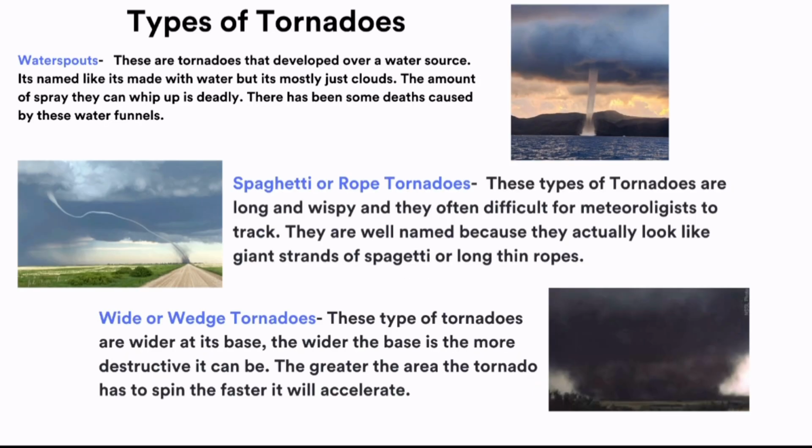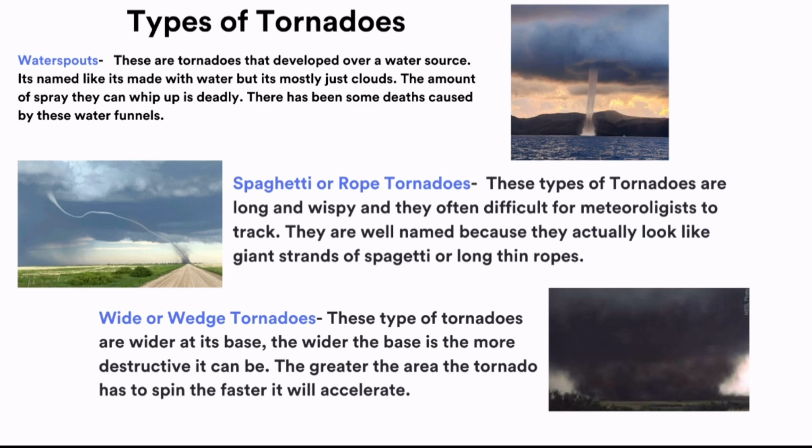Let's talk about types of tornadoes. There are 3 types of tornadoes. The first type of tornado is called waterspouts. These are tornadoes that develop over a water source. It's named like it's made with water, but it's mostly just clouds. The amount of spray they can whip up is deadly. There have been some deaths caused by these water funnels.